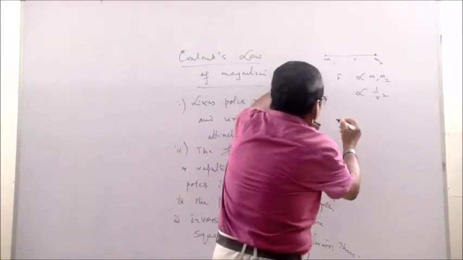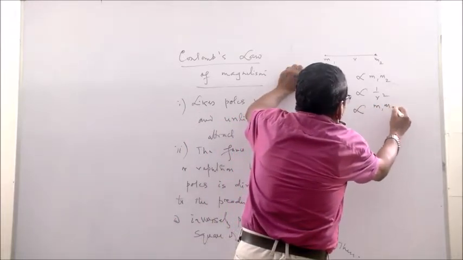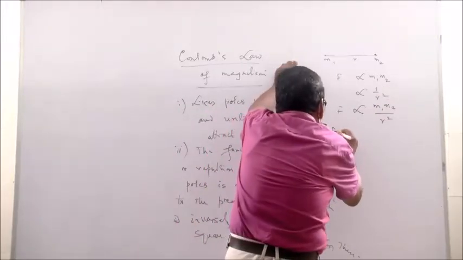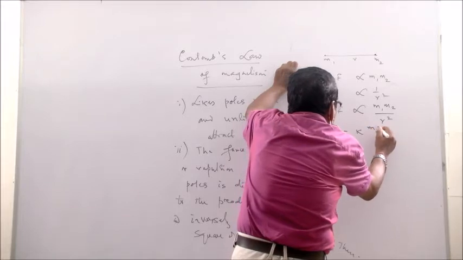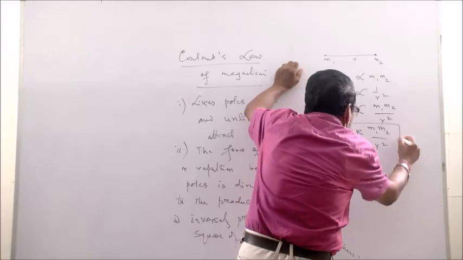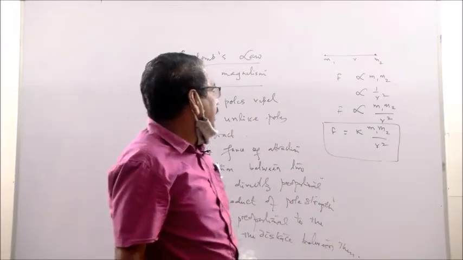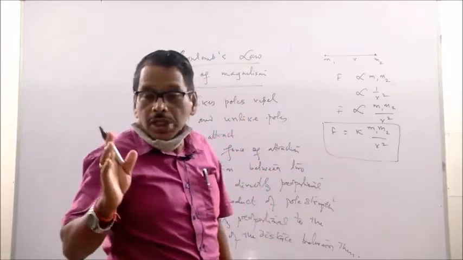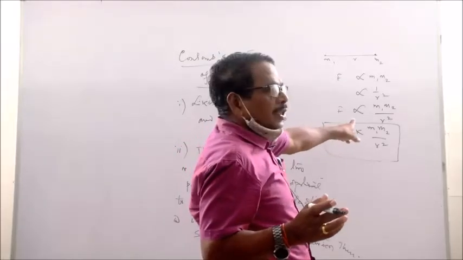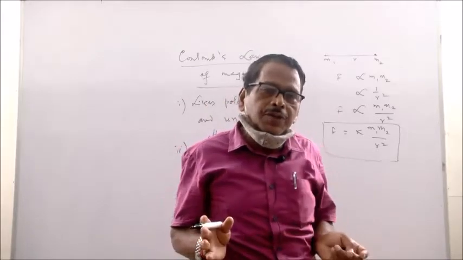So this is your mathematical form from the statement we have taken. So F must equal to what? You combine both, M1, M2 by R square. So F is equal to what? A constant K, M1, M2 by R square. You have come across this, proportional to, and a constant factor is there. So F is equal to K, M1, M2 by R square, where K is a constant of proportionality. You have to mention that. And the value of this constant of proportionality is different in different systems of units.